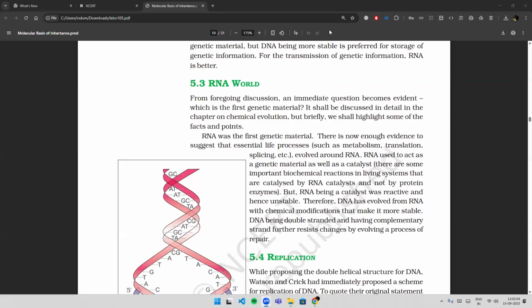5.3 RNA world. From the foregoing discussion, an immediate question comes to mind: which is the first genetic material? It shall be discussed in detail in the chapter on chemical evolution, but briefly, we shall highlight some of the facts and points. RNA was the first genetic material.